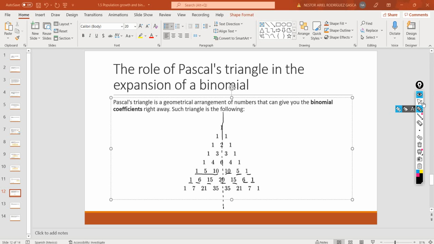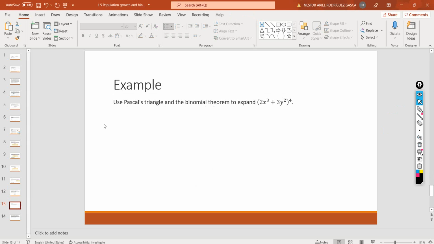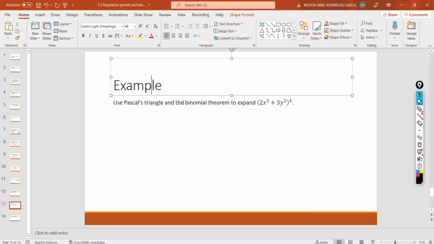Okay, so now let's put this thing to use with this example. Use Pascal's triangle and the binomial theorem to expand this binomial to the 4. Okay, so here we go. We have 2x to the cube plus 3y to the second power raised to the 4. There you go. So how many terms are going to be in the expansion? We know that there will be 5. There will be 5 terms.